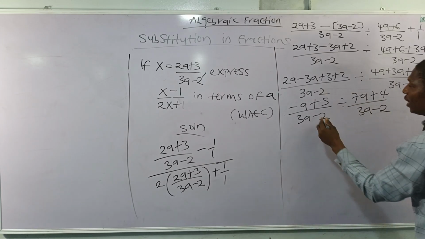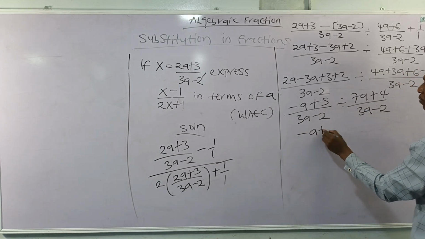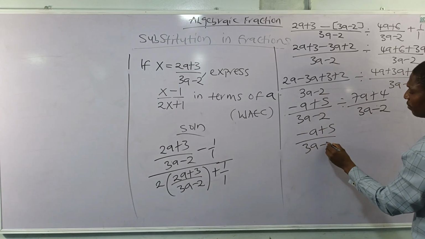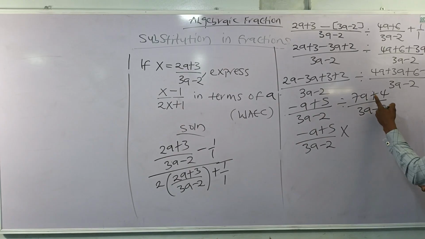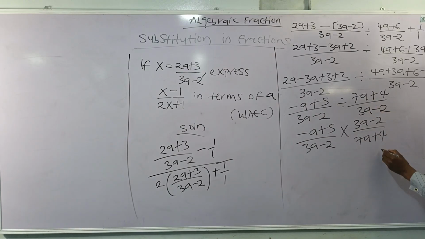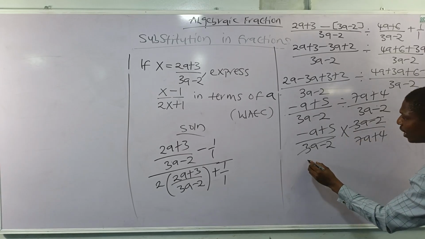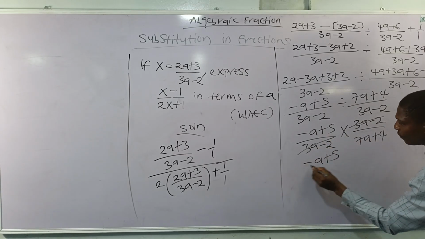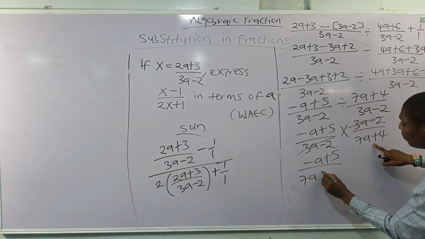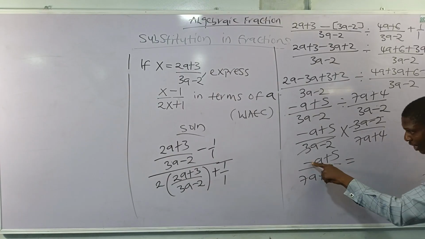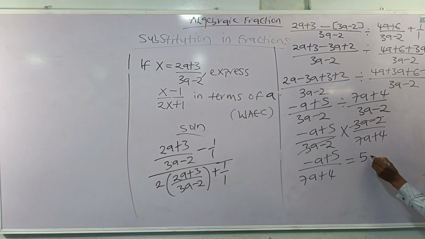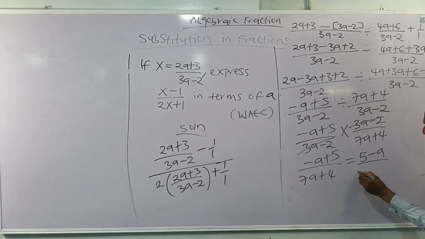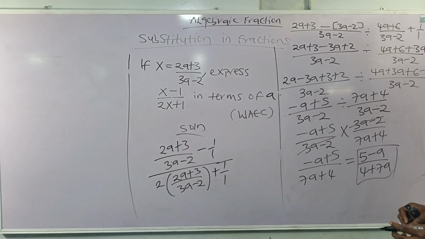I can therefore rearrange to have minus A plus 5 all over 3A minus 2. If I change this to multiplication, these two interchange to give me 3A minus 2 all over 7A plus 4. This can cancel with this, and I'll have negative A plus 5 all over 7A plus 4. This can be rearranged so that the positive sign will come first. So I have 5 minus A all over positive 4 plus 7A. This is my answer. But how do I verify that my answer is correct?